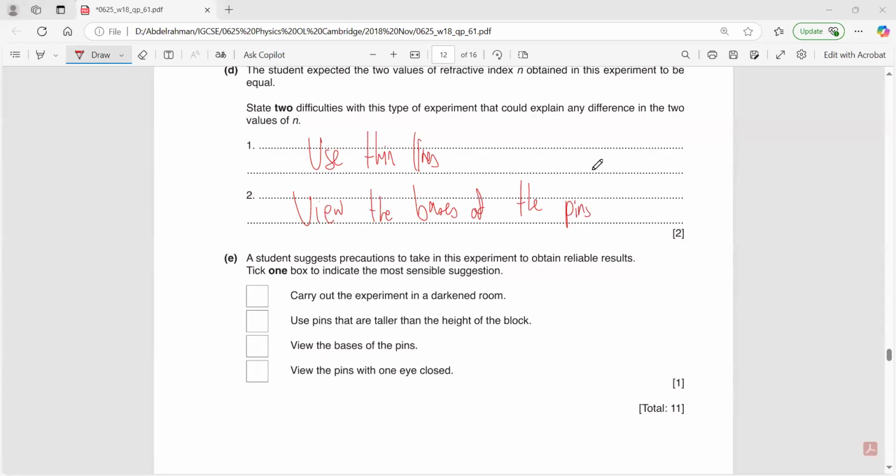A student suggests some precautions. Tick one box to indicate the most sensible suggestion. Most sensible suggestion.